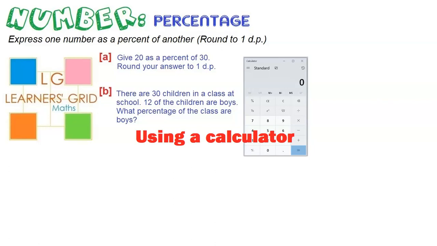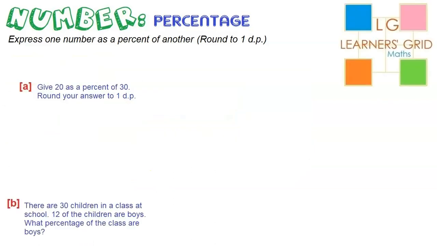In this tutorial, we'll be demonstrating how to express one number as a percent of another. We'll be rounding to one decimal place, and we will be using a calculator. Now, in the first place, when we read this question, it says give 20 as a percent of 30, and then round your answer to one decimal place.